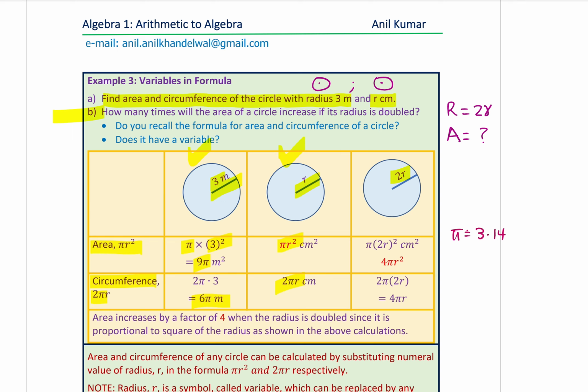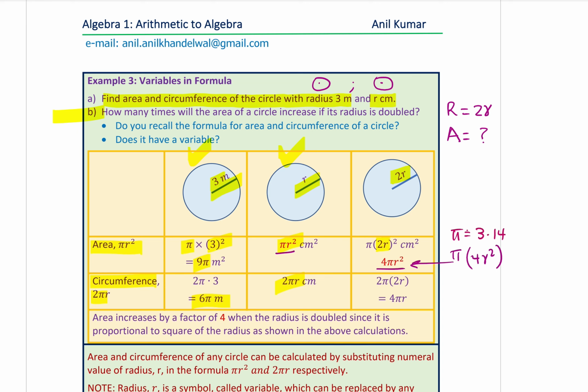The radius is doubled, so instead of r, we will write 2r. So the area now becomes pi times (2r) whole square. Both 2 and r are squared. Do you see that? So 2 square is 4, and we could write this as pi times 4 r square. And that gives you 4 pi r square. So now the area is not pi r square but 4 pi r square.